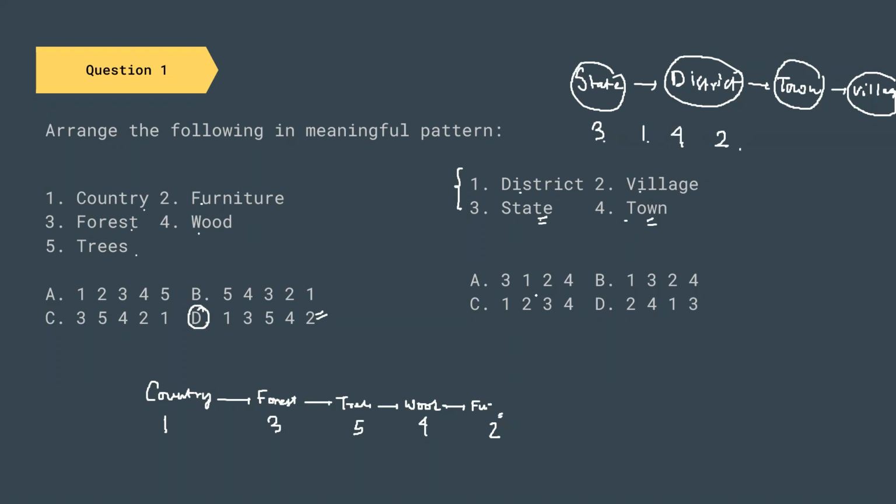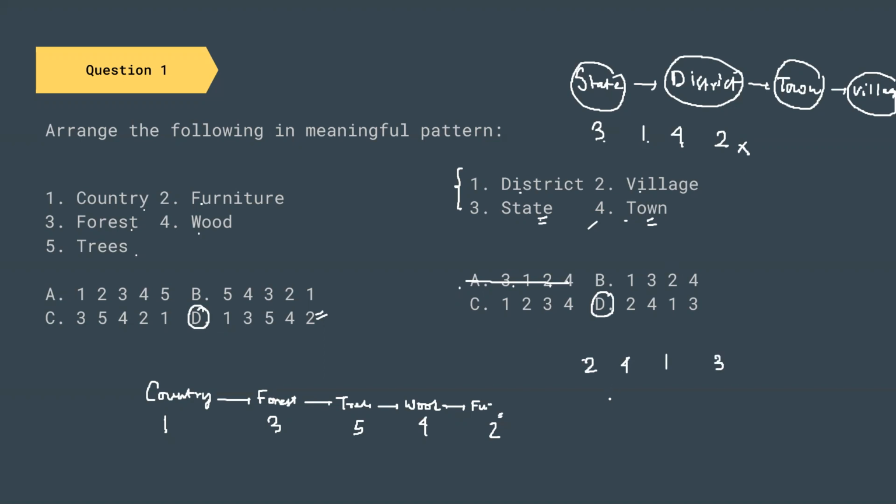So out of these four options, we can see that option number A is beginning with 3. So 3 is state, 1 is district, fine. But then village, and then they are telling that town will come. So this option is not correct. The meaning that we have attached to this is not correct. So let us see the rest of the options. We have 1, 3, 2, 4. We can look into option number D and we can see that it is just the opposite of the pattern that we have. That is 2, 4, 1, 3.